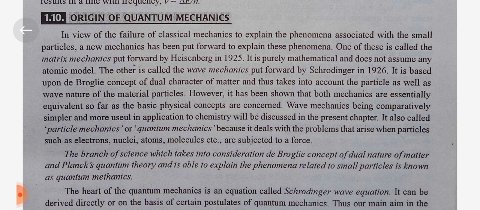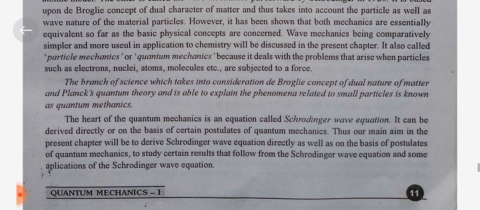The branch of science which takes into consideration de Broglie's concept of dual nature of matter and Planck's quantum theory, and is able to explain the phenomena related to small particles, is known as quantum mechanics. The heart of quantum mechanics is an equation called the Schrödinger wave equation.